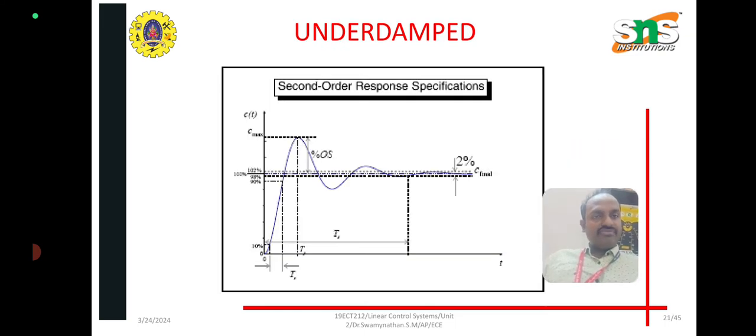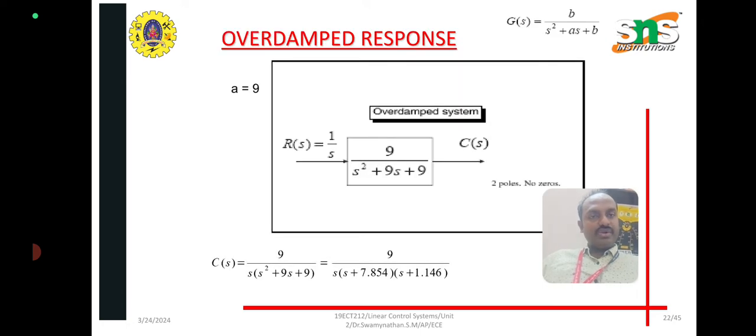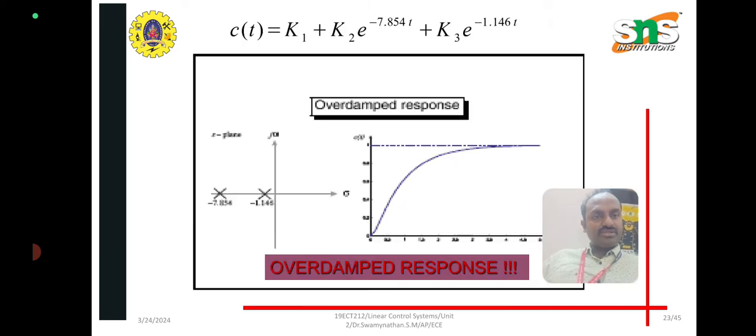Next, the second order system specifications for the underdamped and overdamped responses. R of S is equal to 1 by S, and for the overdamped case, 9 divided by S squared plus 9 S plus 9. C of S has 2 poles and no zeros. So A is equal to 9, you just substitute the value. So zeta is greater than 1, so these are all overdamped responses, with the poles on the left hand side of the plane.